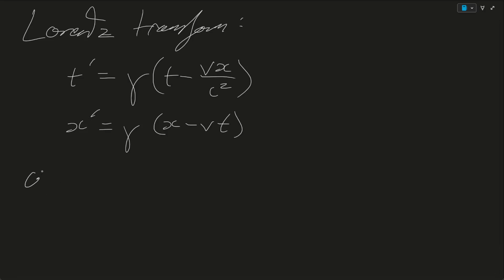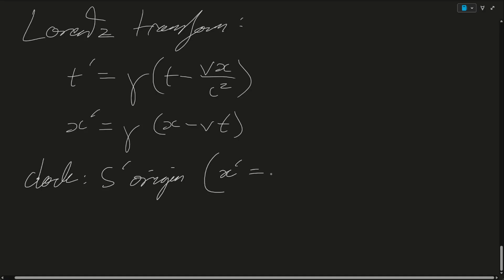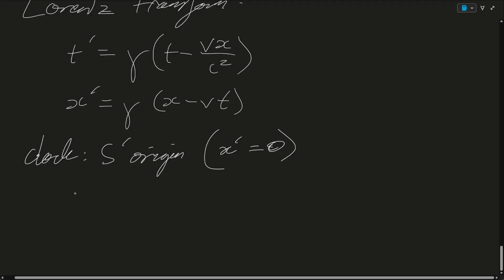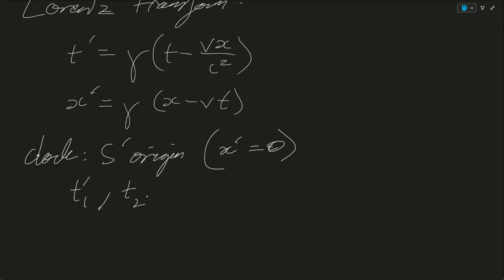So if we have our clock at the S dash origin, where x dash equals 0, and then it ticks at t1 dash and t2 dash, therefore delta t dash is equal to t2 dash minus t1 dash.